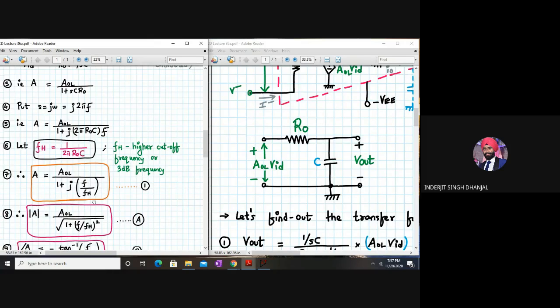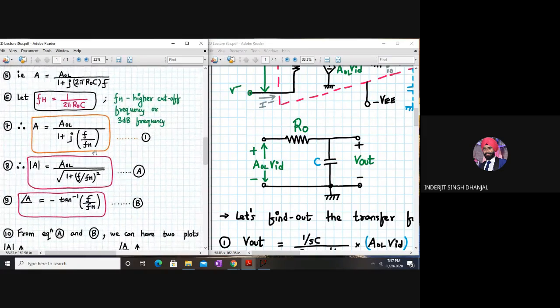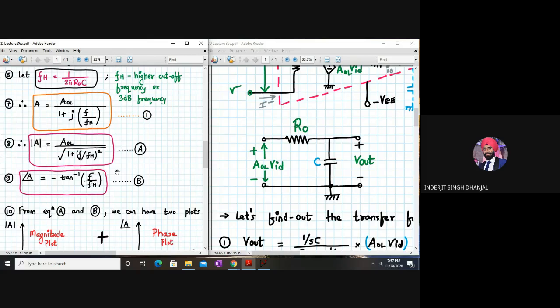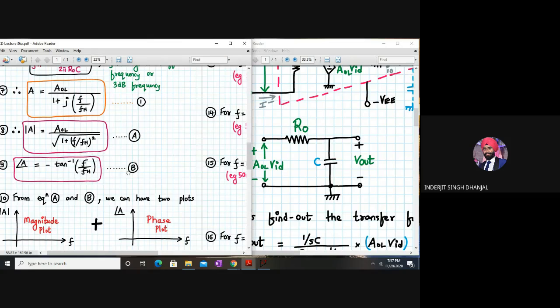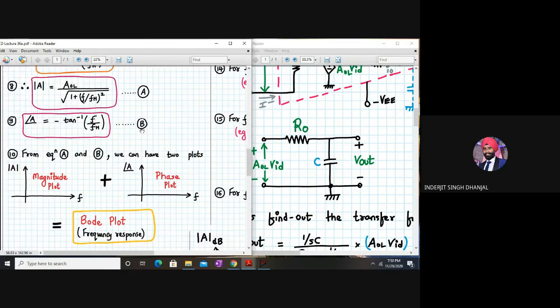Now, if we take the magnitude of this equation number 1, we'll get mod of A given by AOL divided by square root of 1 plus (f upon fh) the whole square, which we call equation number A. And equation number B will be the phase plot. So the phase of A will be given by minus tan inverse of f upon fh, which is our equation number B.